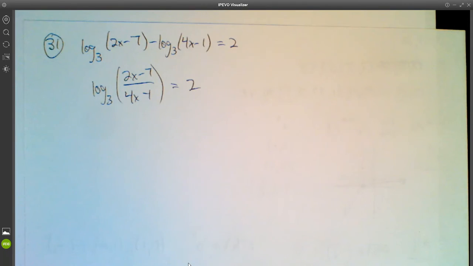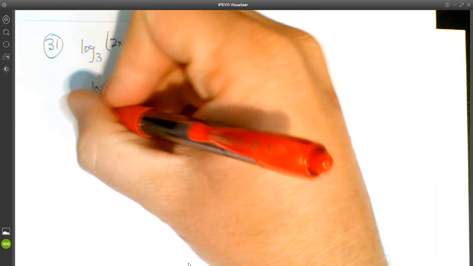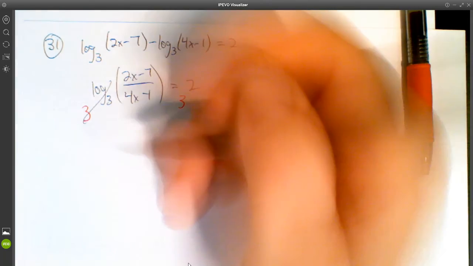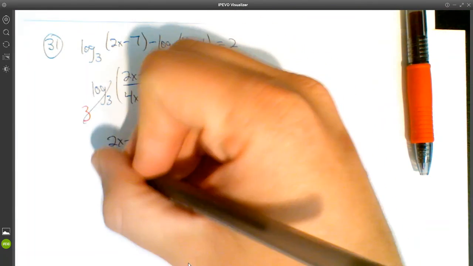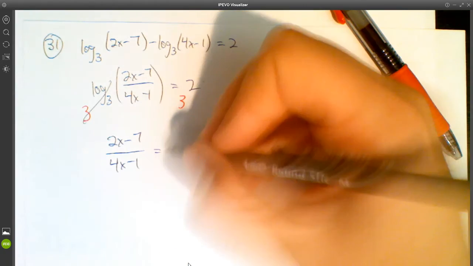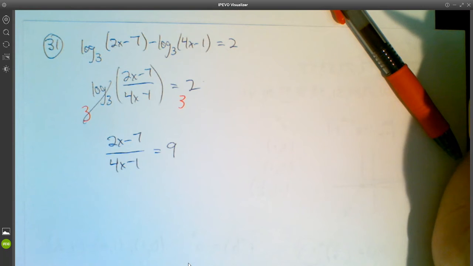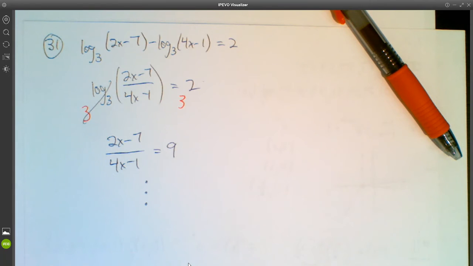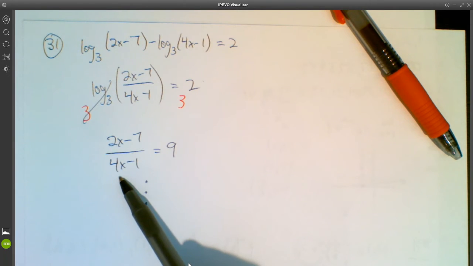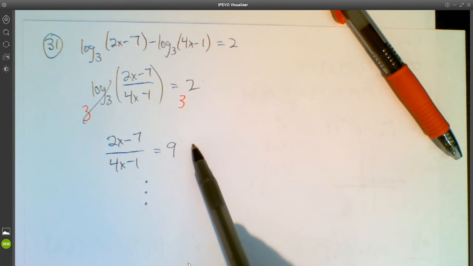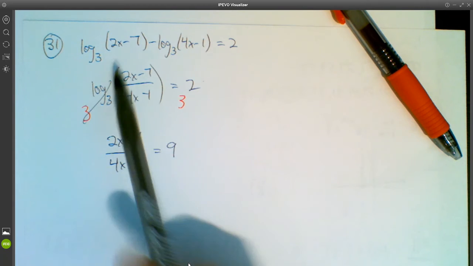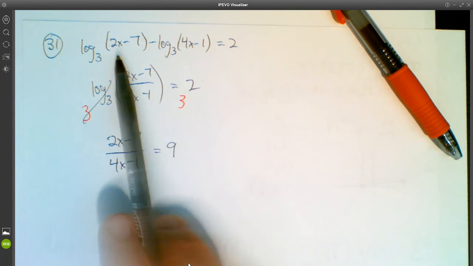And now we exponentiate. In this case, since the base is 3, we're going to exponentiate by 3, right? Now 3 to the log base 3 cancel and leave us with 2x minus 7 over 4x minus 1. 3 squared is 9. And the rest is history, right? I'm not going to finish it, but from here you would multiply both sides of the equation by 4x minus 1 and then solve for x, right? And just be sure that you check your solutions, right? You have to check your solutions to make sure that they don't make any of the arguments negative.